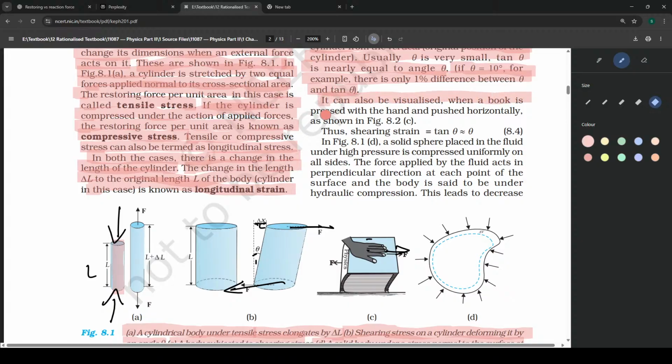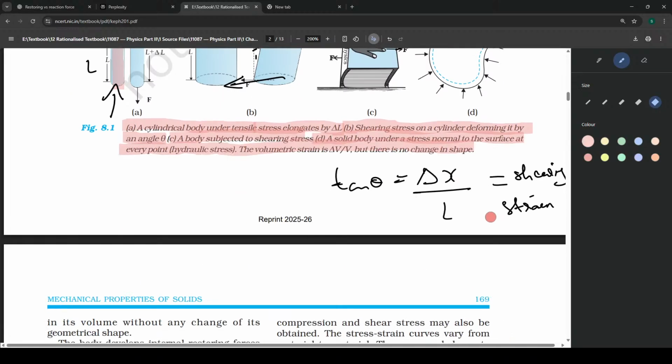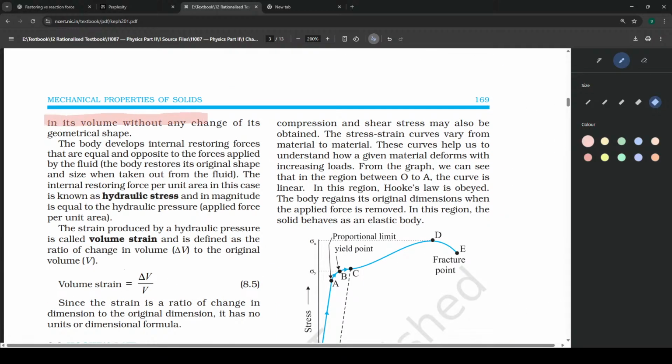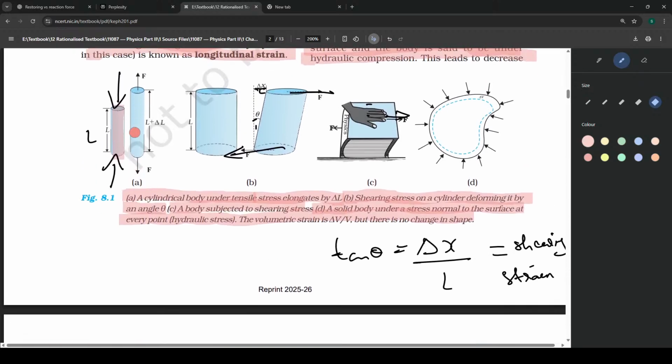It can also be visualized when a book is pressed with the hand and pulled horizontally, as shown in figure 8.2c. Thus, shearing strain equals tan theta, which is approximately equal to theta. In figure 8.1d, a solid sphere placed in fluid under high pressure is compressed uniformly on all sides. The force applied by the fluid acts in a perpendicular direction at each point of the surface, and the body is said to be under hydraulic compression. This leads to a decrease in volume without any change of its geometrical shape. Why there is no change in its geometrical shape is because the force is equal and normal at every point of the surface of the body.